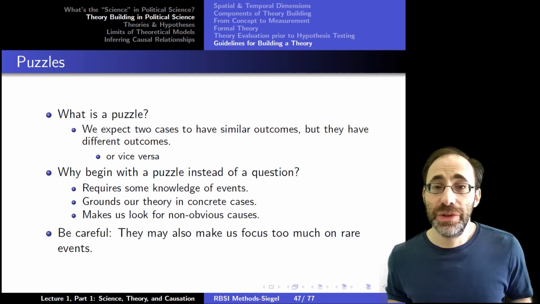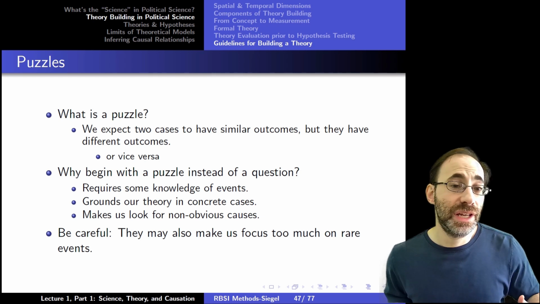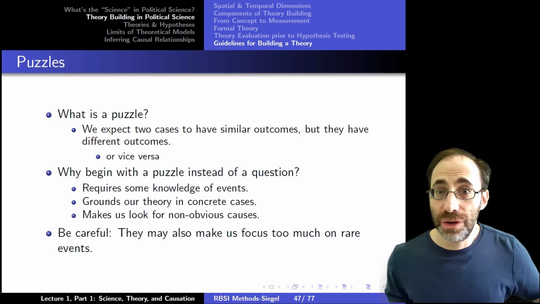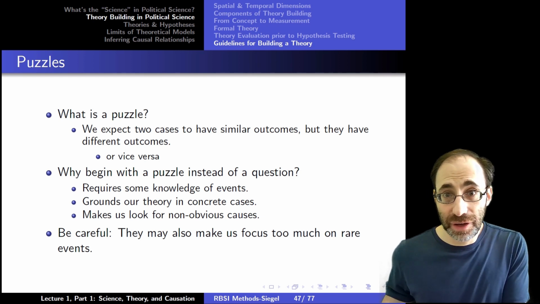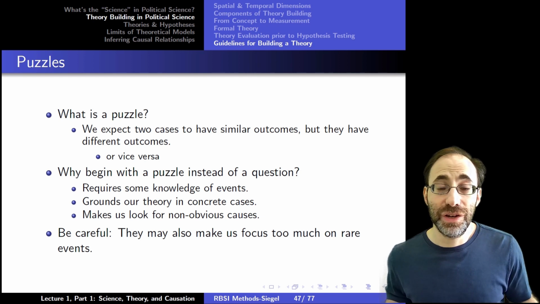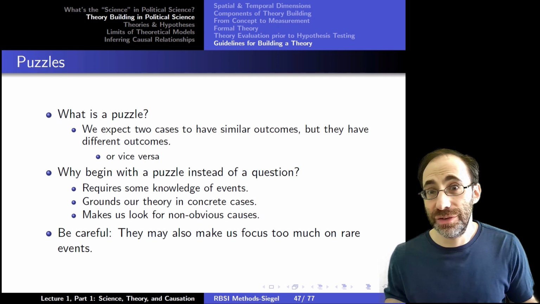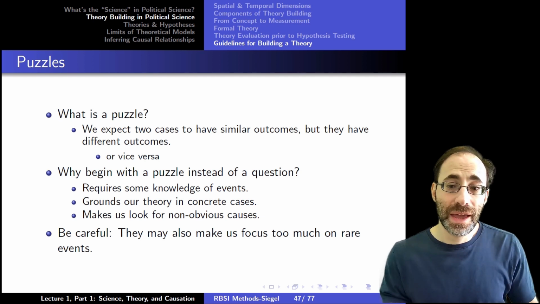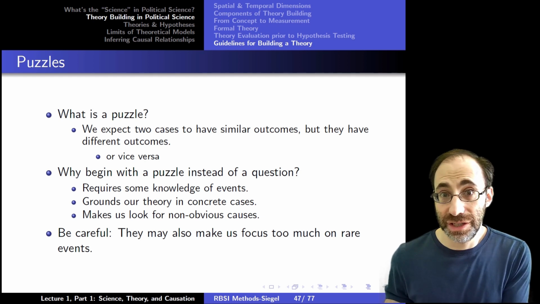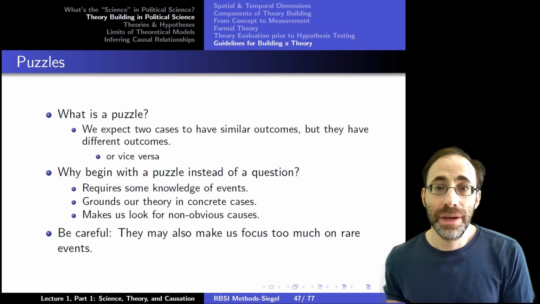A puzzle here is when you have an expectation that, say, two cases should be similar or two cases should be different, and then the outcome that you observe is different from what you would have expected. So in some ways, it's a counterintuitive type of result, right? It's a situation in which you expect something and it's surprising to you because it's different from what you expected.